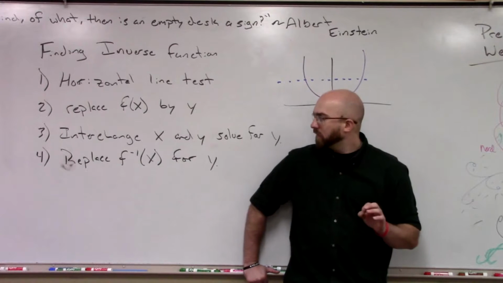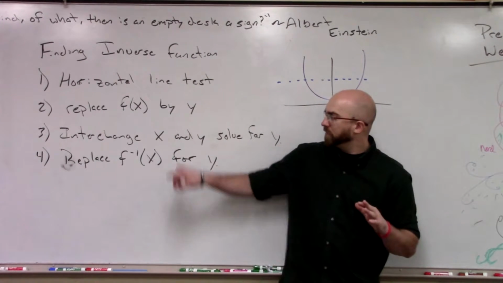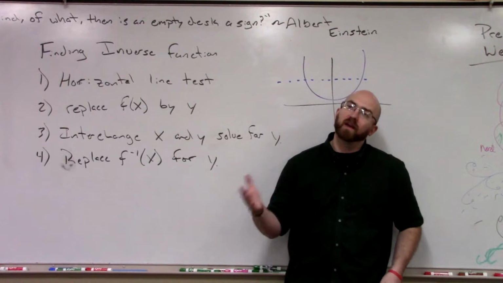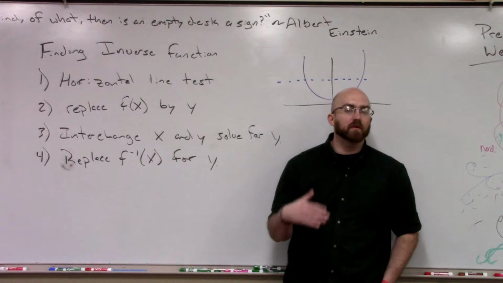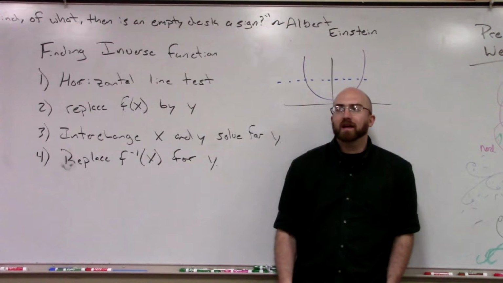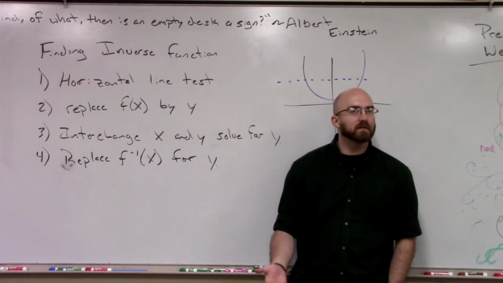Number 3 is we interchange the x and y. So we just flip them. Whenever we have an x, we put a y. Wherever we have a y, we put an x. And then we solve for y. So that's the tricky part, it can be the tricky part.